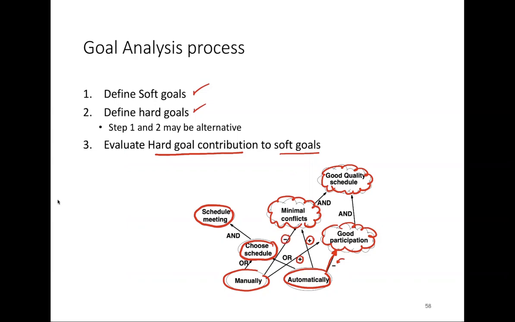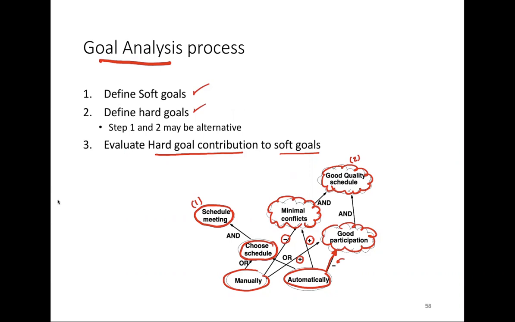So you first list the hard goals or the soft goals. Actually, step one and step two may be alternatives. So you might start with the soft and then the hard, or the hard and then the soft. And the third step in the goal analysis process is to define the hard goal contribution to the soft goals. When you look into this graph, it's easy for you to identify which goals are hard, which goals are soft, and what the relationships between them are. And as a matter of fact, it will help us on identifying priorities at the end. So that's why goal modeling is really important to model requirements, in addition to provide further analysis and specification later on.